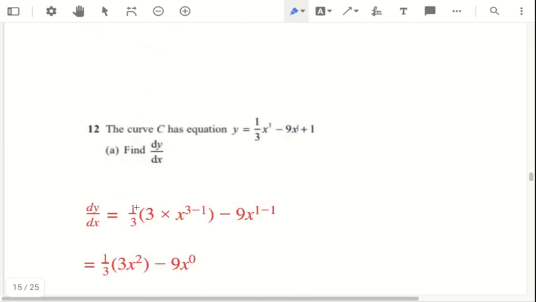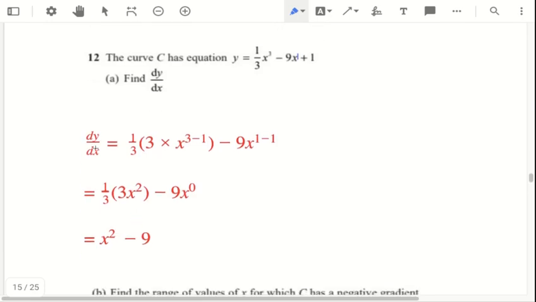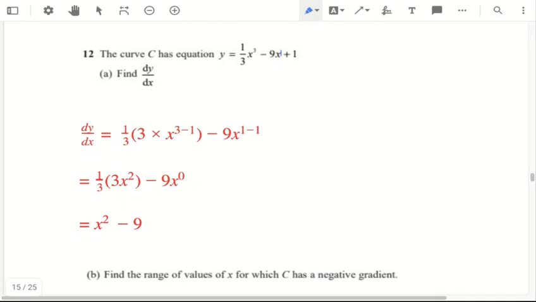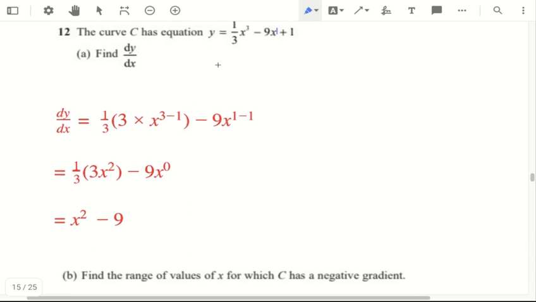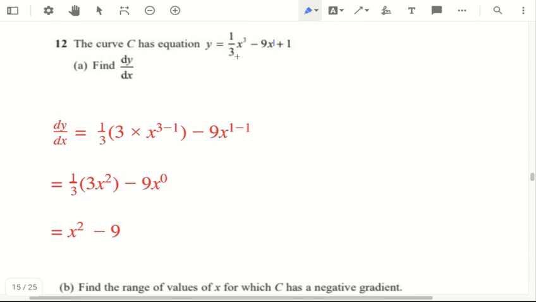Okay, and then next question. The next question is a dy/dx question. We want to differentiate this equation here. So y equals 1/3 x cubed minus 9x to the power 1 plus x. So I took 1/3 out first so that I can focus on x cubed to differentiate it. So I bring the power down, multiply by 3. I need to minus 1 from the power, 3 minus 1.